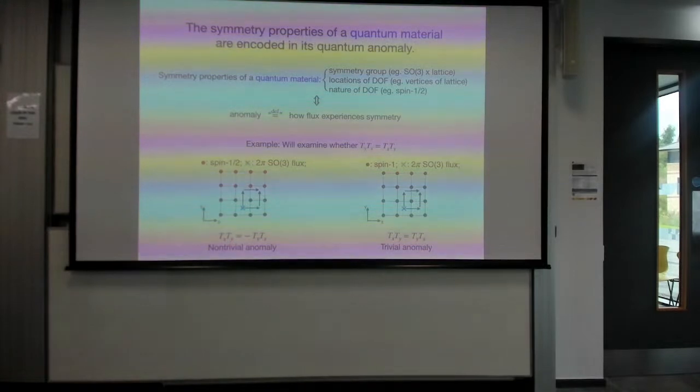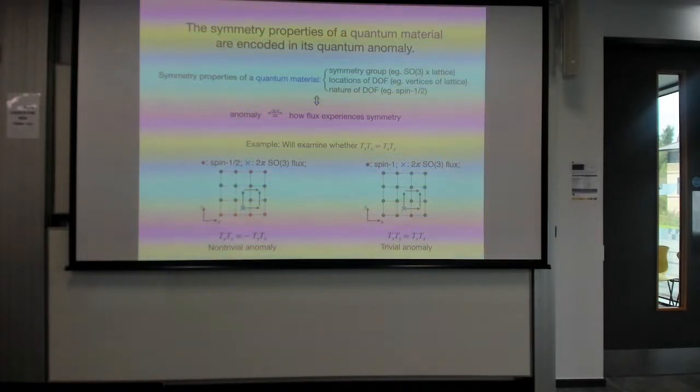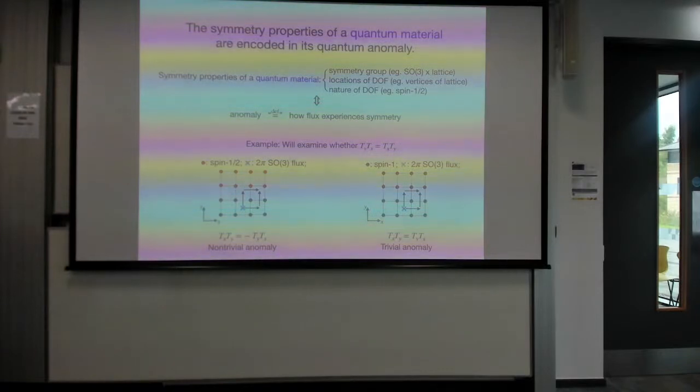So this is telling us TxTy and TyTx are not the same for the SO(3) flux in the spin-1/2 lattice, but they are the same in the spin-1 lattice. In more formal language, this spin-1/2 lattice has a non-trivial quantum anomaly, but the spin-1 lattice has a trivial quantum anomaly. These quantum anomalies are also sometimes known as the Lieb-Schultz-Mattis anomaly.